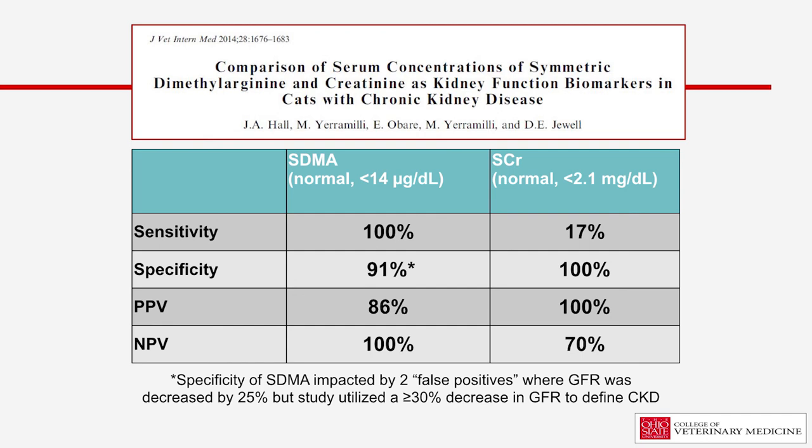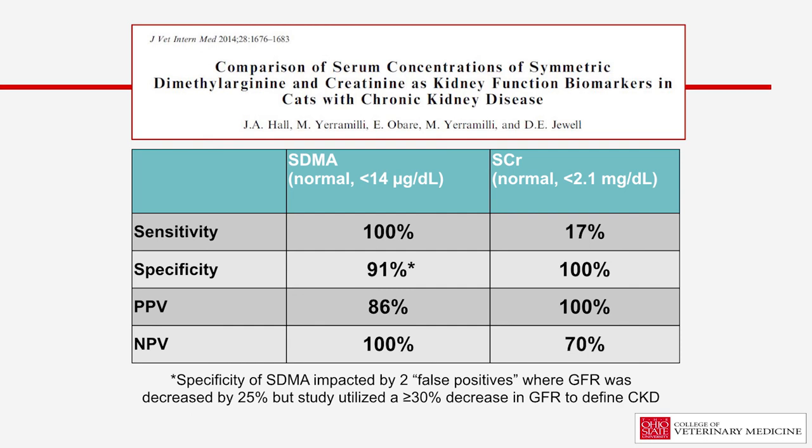Specificity of creatinine is 100%, right? Because it's a very specific test. If the creatinine's abnormal, you can take it to the bank. If the creatinine is normal, you can't take it anywhere because it's not very sensitive, but it's very specific. Now, the specificity of SDMA in this study, as defined by Gene Hall, was very good. It was not 100%, but it was very good.